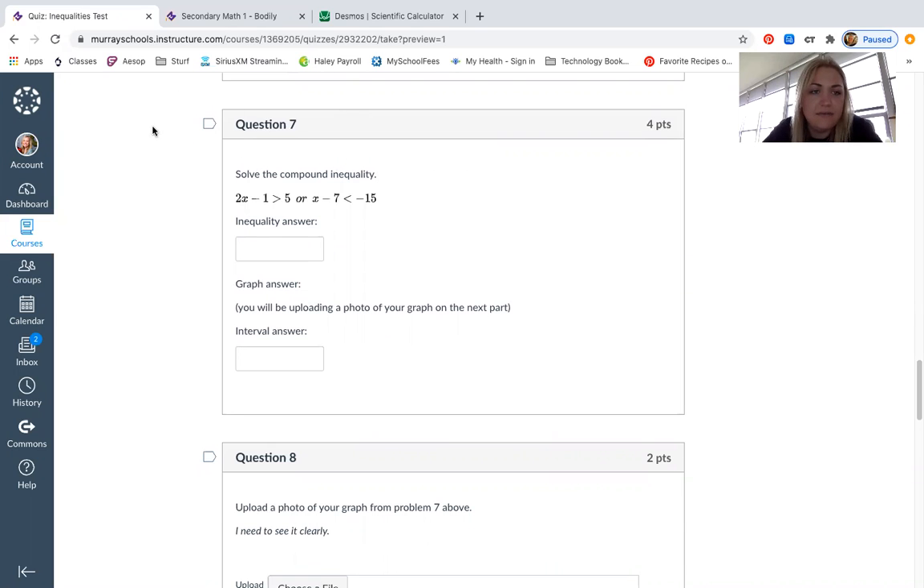On number 7, we've got 2x minus 1 is greater than 5, or x minus 7 is less than negative 15. I'll start over here. I'm going to add 1 to both sides, and when I do that, I have 2x is greater than 6. Then I want to divide by 2, divide by 2. When I said divide by 2, did you notice how I wrote 6's? That was really weird. Let's actually divide by 2, and we get x is greater than 3.